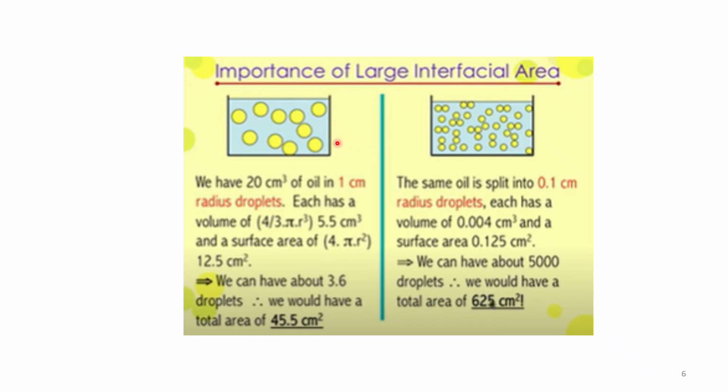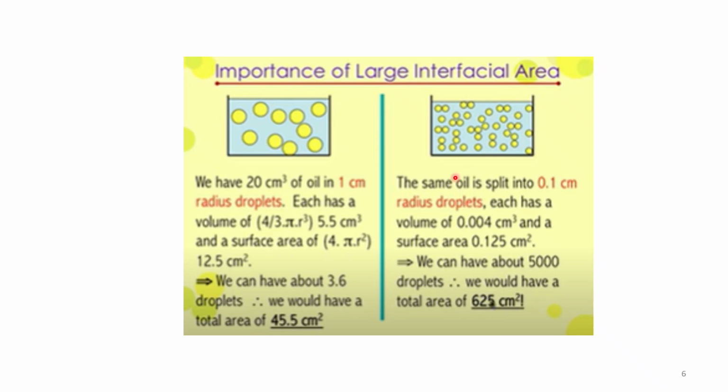This shows the difference between the sizes of the droplets. If we have 20 ml of oil and it forms droplets of 1 centimeter radius, each of them will have a volume of 5.5 ml and a surface area of 12.5 centimeter square, whereby this 20 ml of oil can form about 3.6 droplets with a total surface area of 45.5 centimeter square. With the same volume of oil dispersed in the water, it forms droplets of 0.1 centimeter radius, which is 10 times smaller than the size in this image here. So the total surface area can be up to 625 centimeter square.